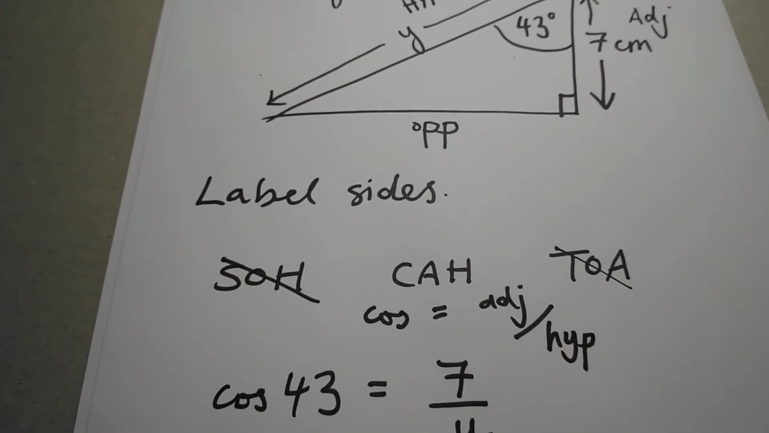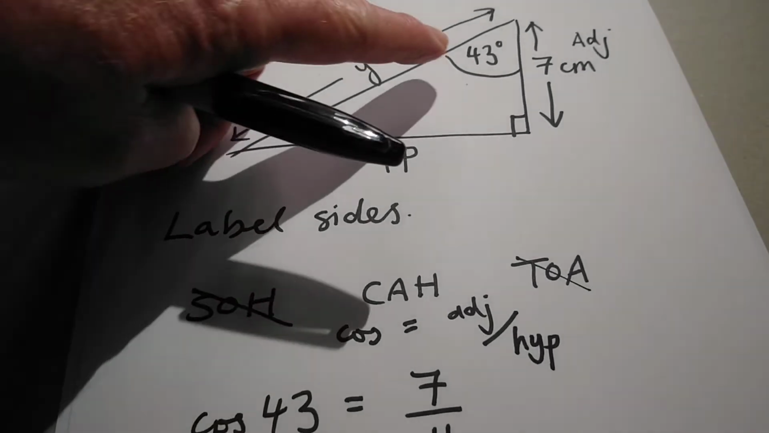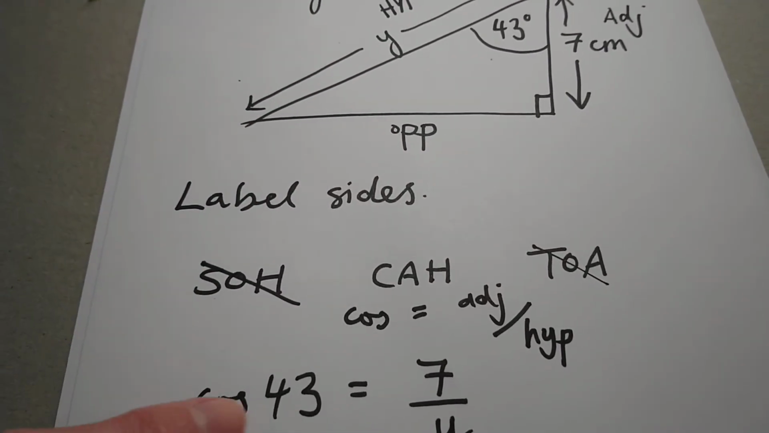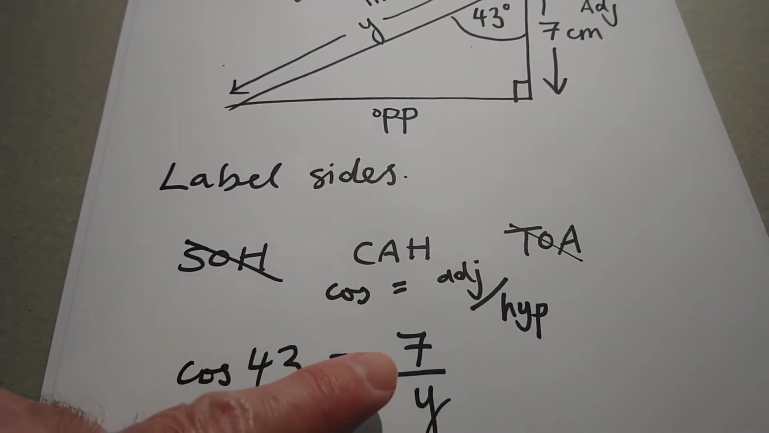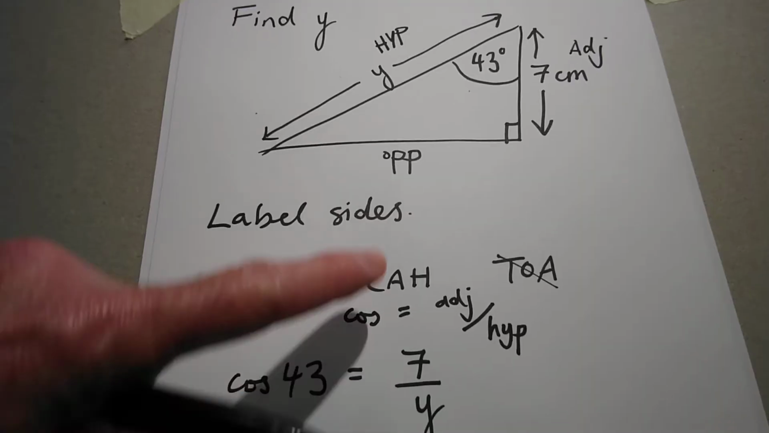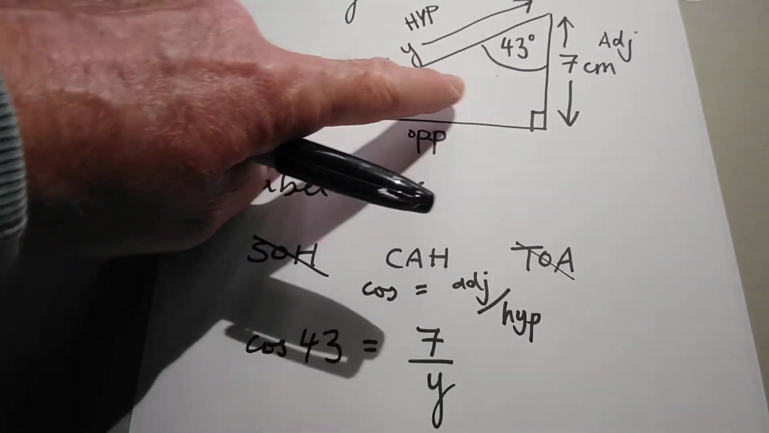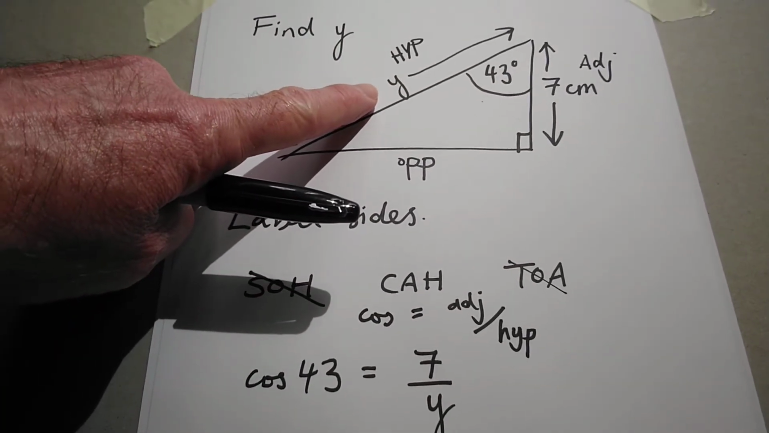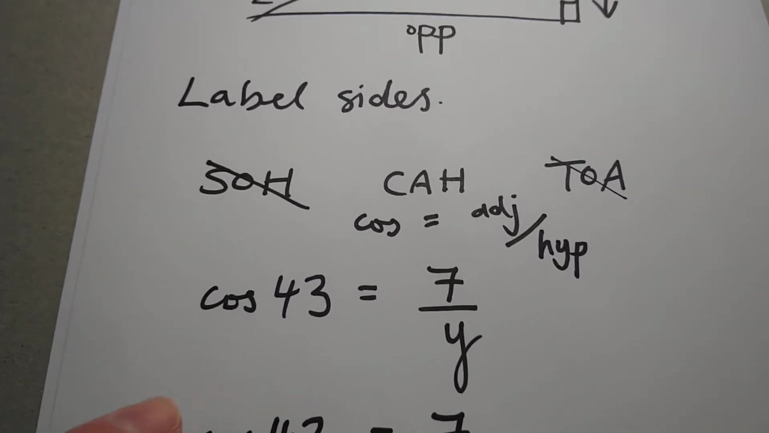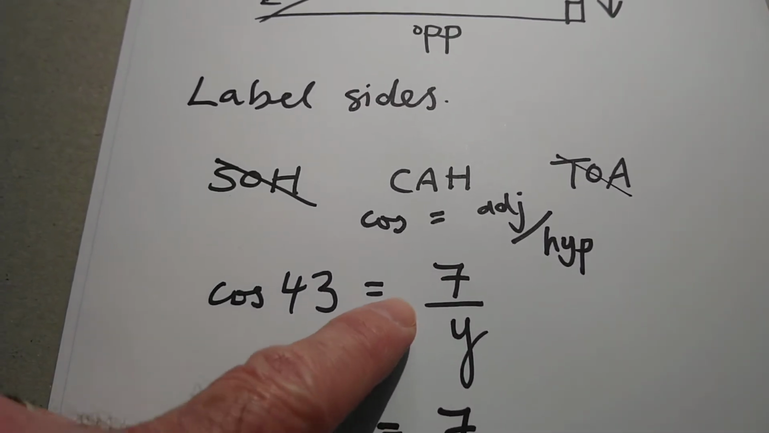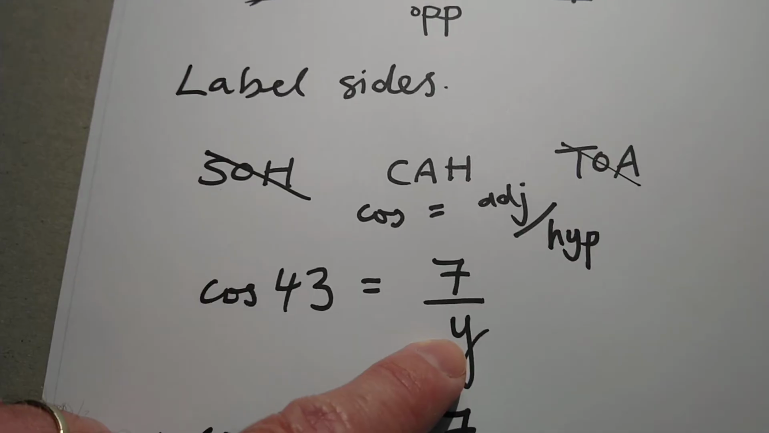So we know from the triangle that the angle is 43. So it's cos 43 is equal to adjacent, which in this particular case is 7. And then we're going to divide by the hypotenuse, which is y. So we end up with cos 43 equals 7 divided by y.